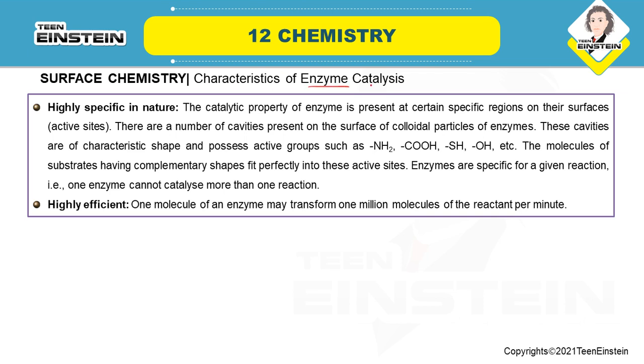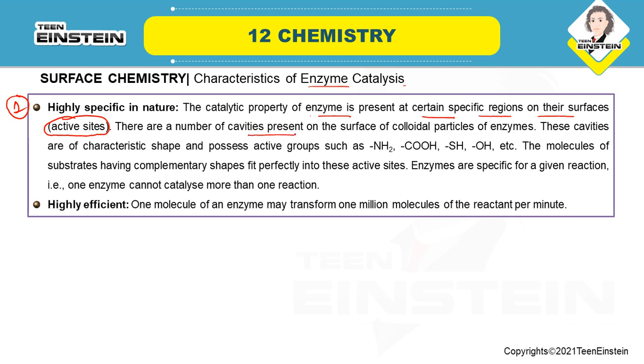Characteristics of enzyme catalysis. First point, highly specific in nature. Now this point we have already discussed, but why are we discussing it under enzyme catalysis again? Because there is some specific character involved in the case of enzymes. The catalytic property of enzymes is present at certain specific regions on their surfaces, and these particular regions are called active sites. Remember, not all the regions are eligible for reactions. There is a particular portion where the reaction will take place.